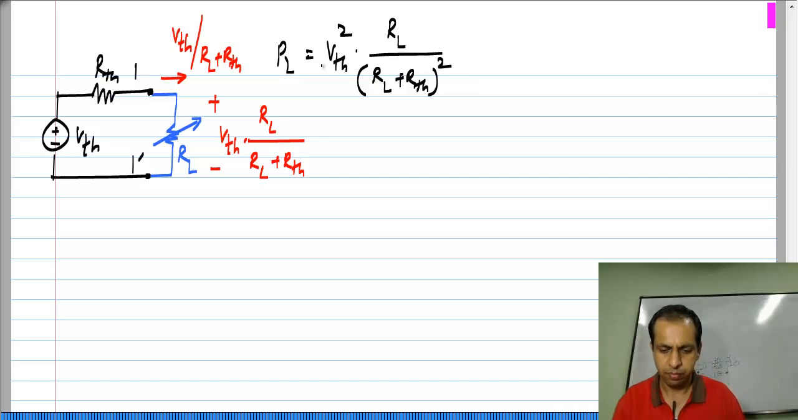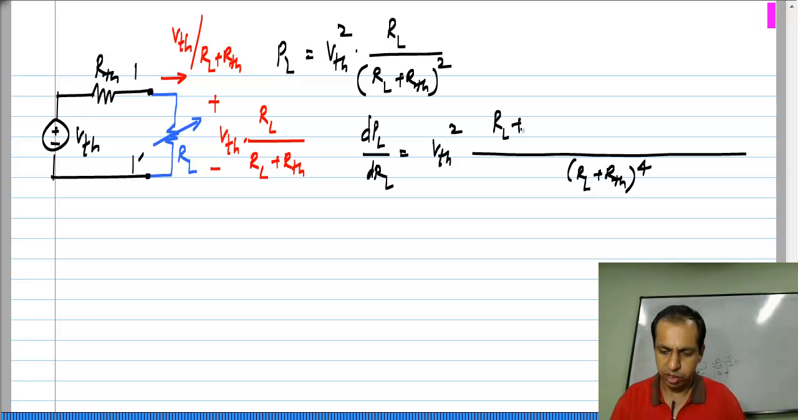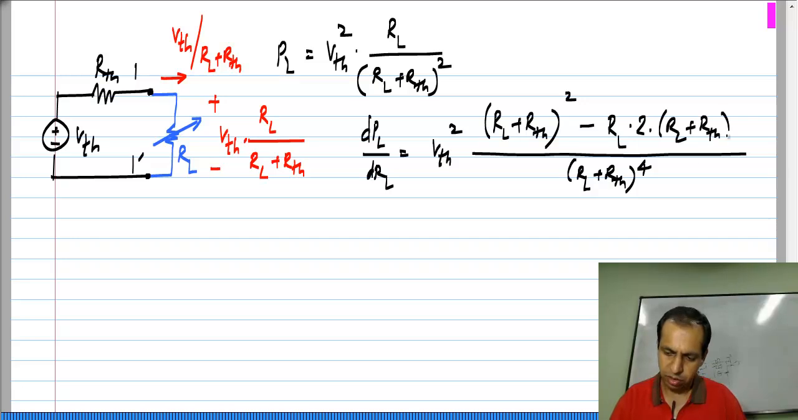Now, by differentiating this with respect to RL, which is our variable here, which is what we are allowed to vary, we have VTH square, which is a constant as far as we are concerned, and the denominator will be squared. We will have denominator times the derivative of the numerator, which turns out to be (RL plus RTH) square times the derivative of RL, which is 1, minus the numerator RL times the derivative of the denominator, which is 2 times (RL plus RTH). Okay.